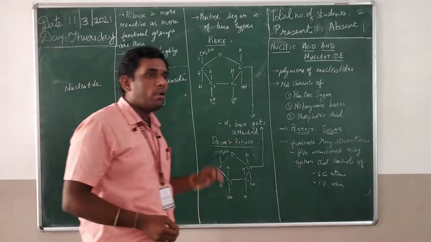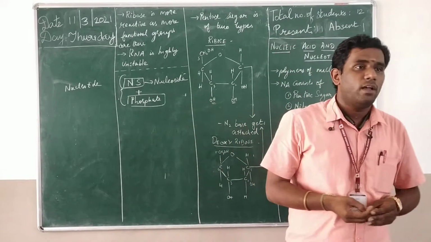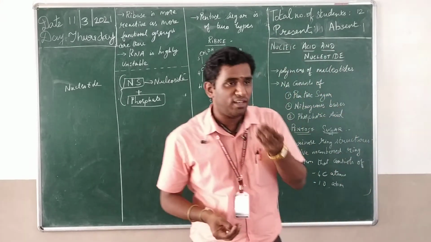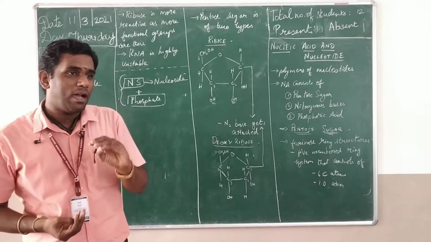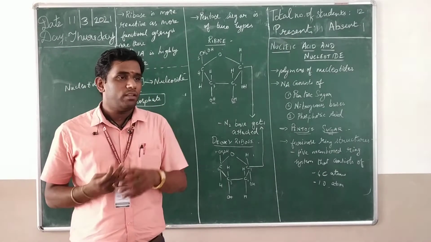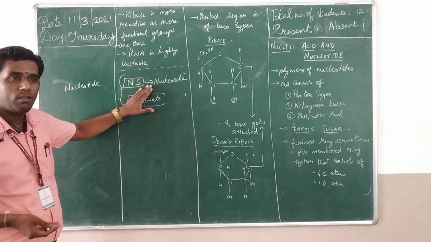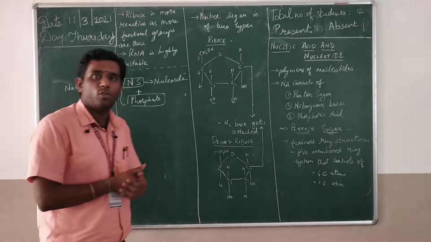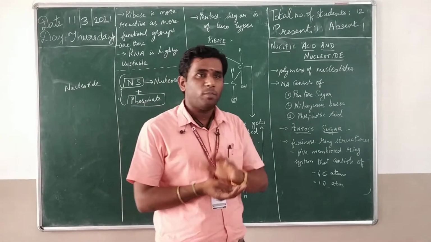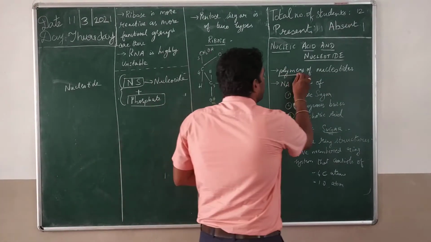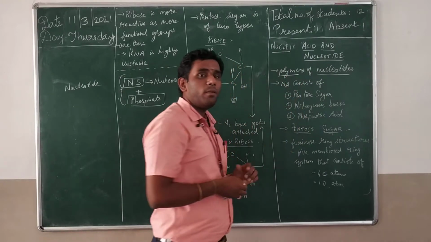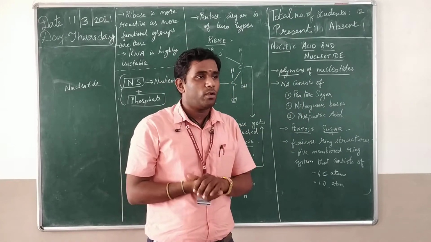Okay, and what does a nucleoside consist of? A nucleoside consists of a nitrogenous base and a sugar. If it consists of a sugar and a nitrogen base together, then you call that a nucleoside. We'll see that we have separate topics for nucleoside and nucleotides, so let me not confuse you with that. But now you get to know they are polymers of nucleotides. So nucleic acids are polymers of nucleotides.